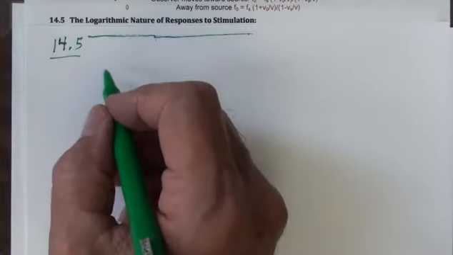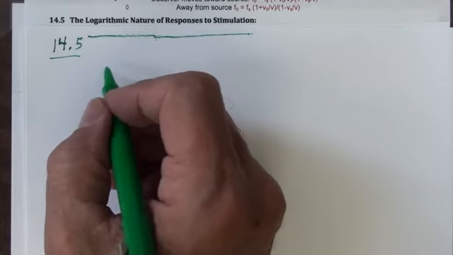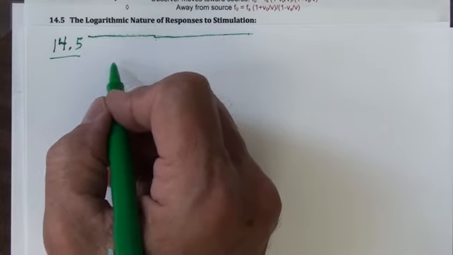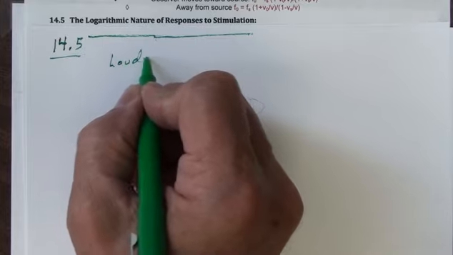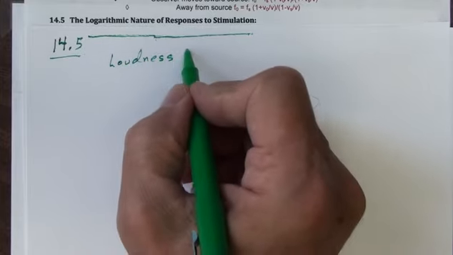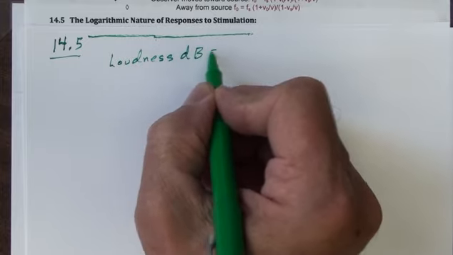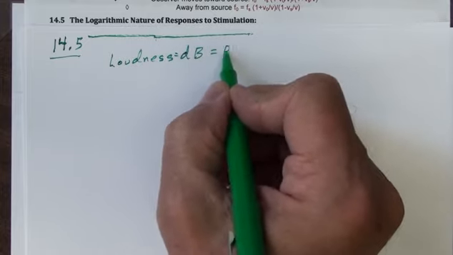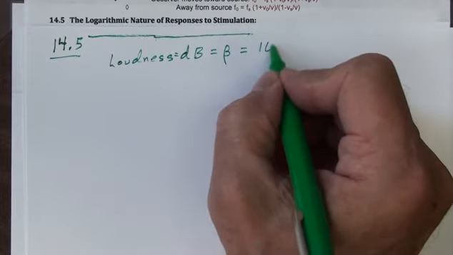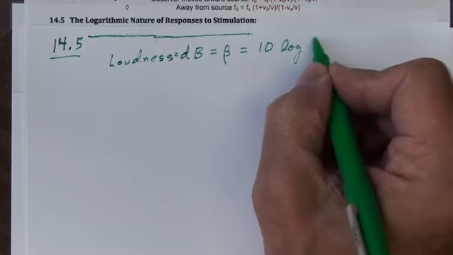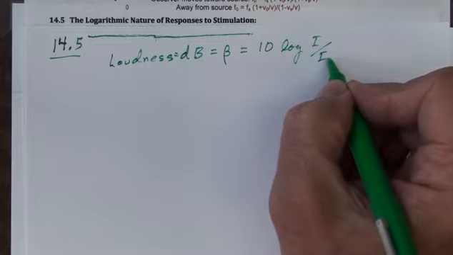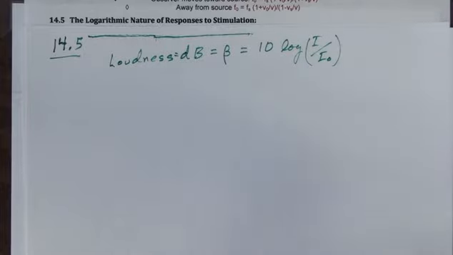And we have seen that demonstrated here because it turns out when we looked at the loudness that we hear, the loudness that we hear is measured in decibels. It's given by beta, and beta is 10 times the log of the intensity of a sound divided by the threshold intensity.